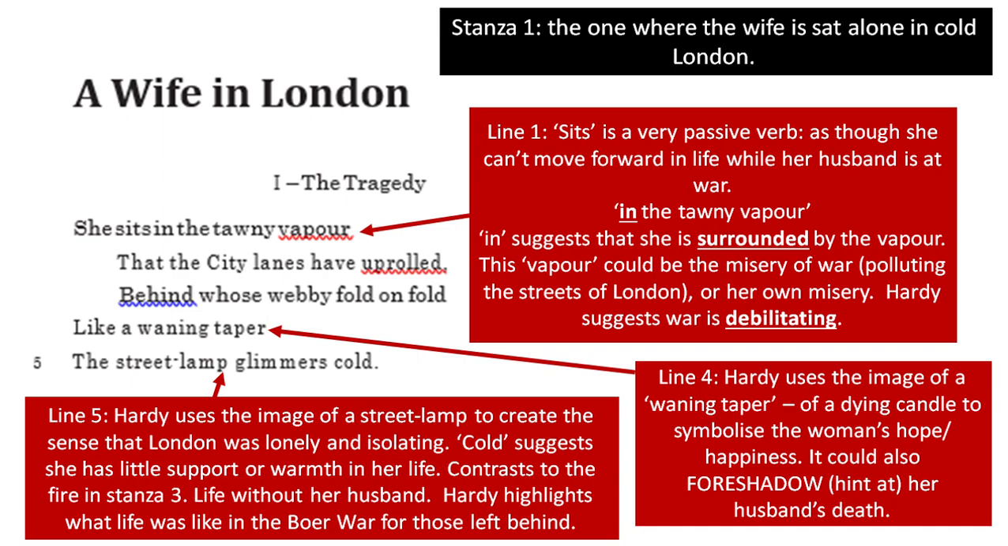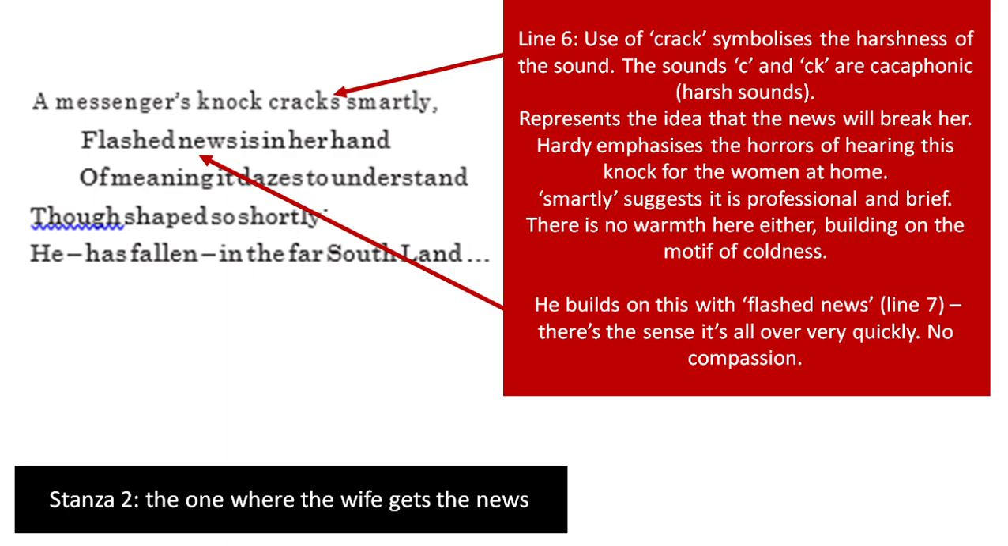Okay, let's move on to stanza 2 then. So stanza 2 is the one where the wife gets the news that her husband has died. Okay, so the first thing we're going to look at is line 6. Now, in line 6, we've got this wonderful word cracks. So a messenger's knock cracks smartly. Now, again, there's more you can analyse here. You can look at the way it says a messenger instead of the messenger, which suggests she's detached. You can add that down if you want to. I'm going to stop trying to get carried away.